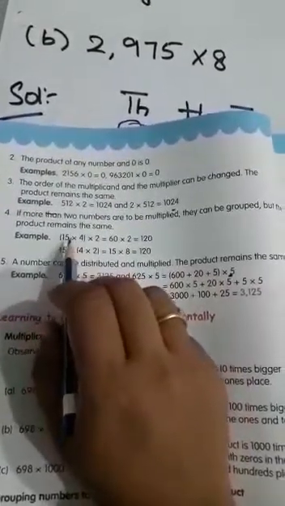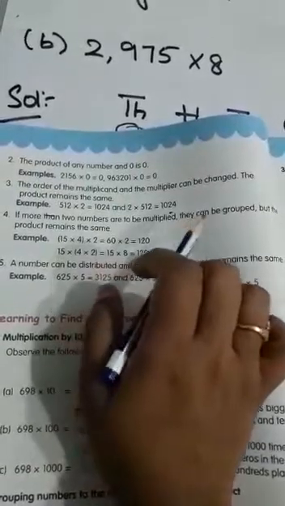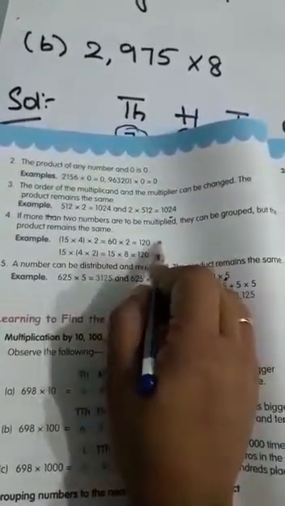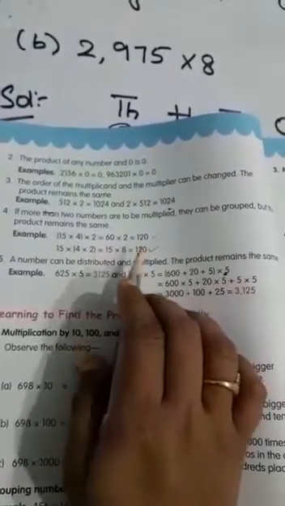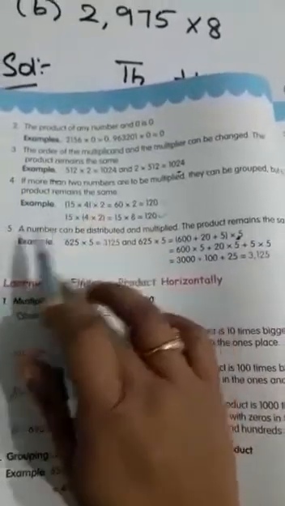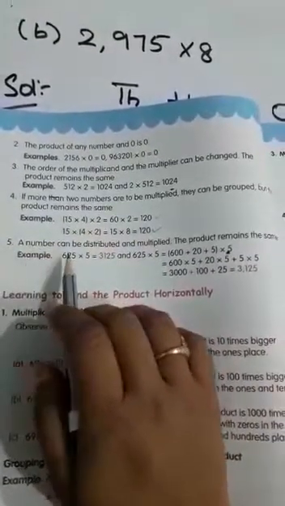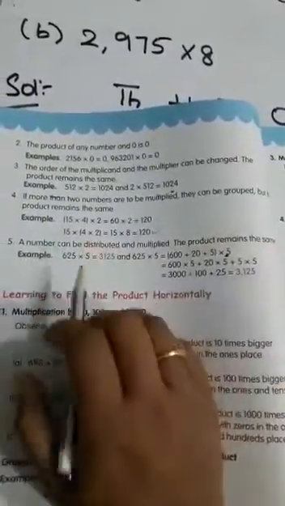Okay. So here more than two numbers can be multiplied and they can be in groups but the product remains the same. Both sides we got 120, 120. Okay, so this is our fourth property. Next, the fifth property: a number can be distributed and multiplied. The product remains the same.